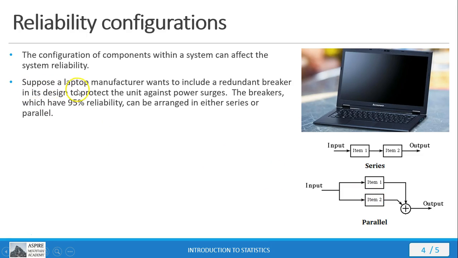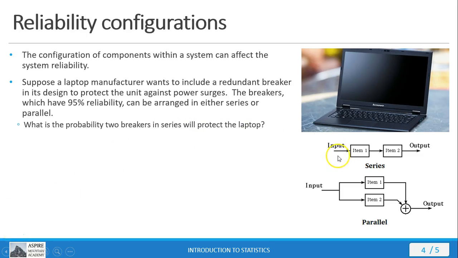Now, suppose that we have a laptop manufacturer who wants to include a redundant breaker in the design in order to protect against power surges. The breakers have a 95% reliability, which means they have a 5% failure rate. We can arrange them either in series, one after the other, or in parallel. So what's the probability that two breakers in series will protect the laptop?